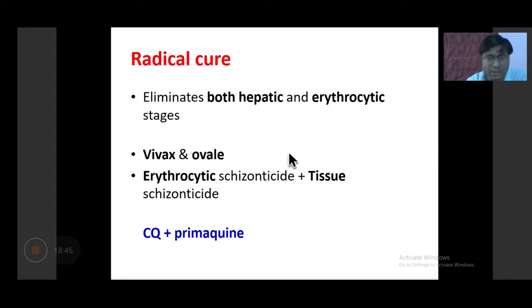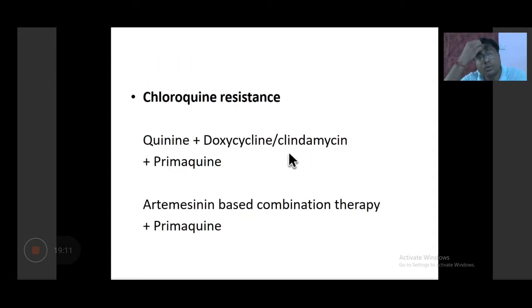So it is seen in vivax and ovale. Ovale is not in our country, so vivax only. And here we give erythrocytic schizonticide as well as tissue schizonticide. So erythrocytic schizonticide like chloroquine, if the parasite is sensitive to chloroquine; if resistant, then we will go for the artemisinin group of drugs. And primaquine we are adding to kill the tissue dormant phase. The dose is 15 mg per day for 14 days, because we are giving chloroquine to prevent the relapse. In case of chloroquine resistance, either quinine, which is not used nowadays, or the second one, artemisinin-based combination therapy, which we call ACT, which we will discuss along with primaquine.